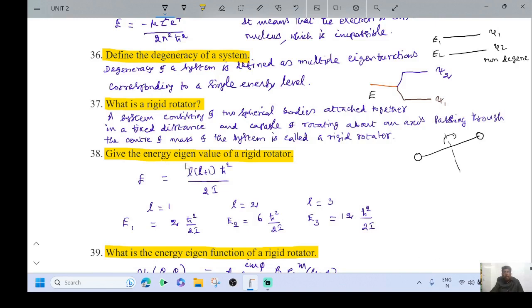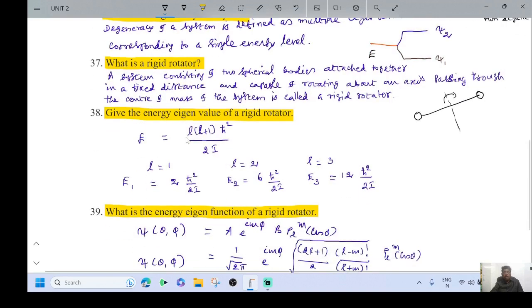Give the energy eigenvalue of a rigid rotator. E equal to L into L plus 1 h cross square divided by 2I is the energy eigenvalue. If you put L is equal to 1, E1 is equal to 2 h cross square by 2I. If you put L is equal to 2, E2 equal to 6 h cross square by 2I. If L is equal to 3, E3 equal to 12 h cross square divided by 2I. In the case of rigid rotator, the energy levels are unequally spaced.